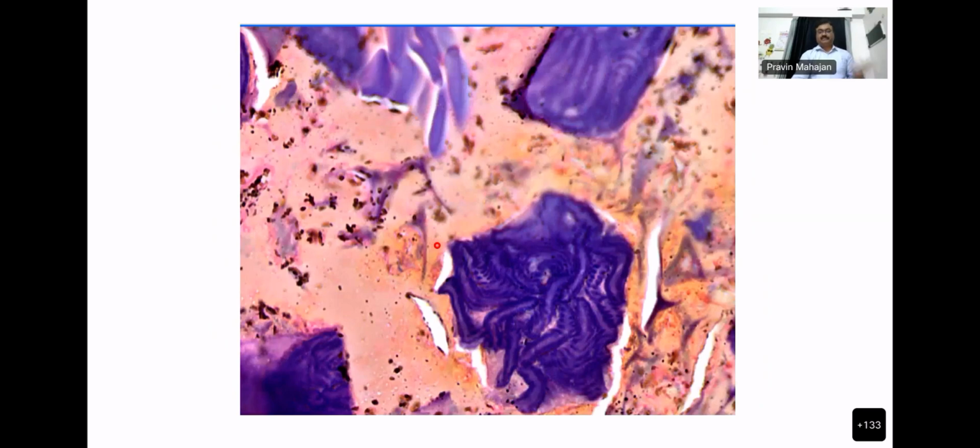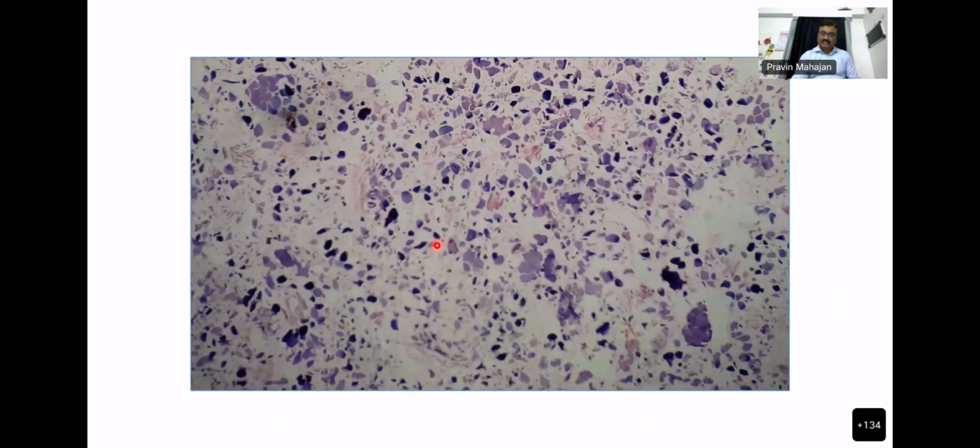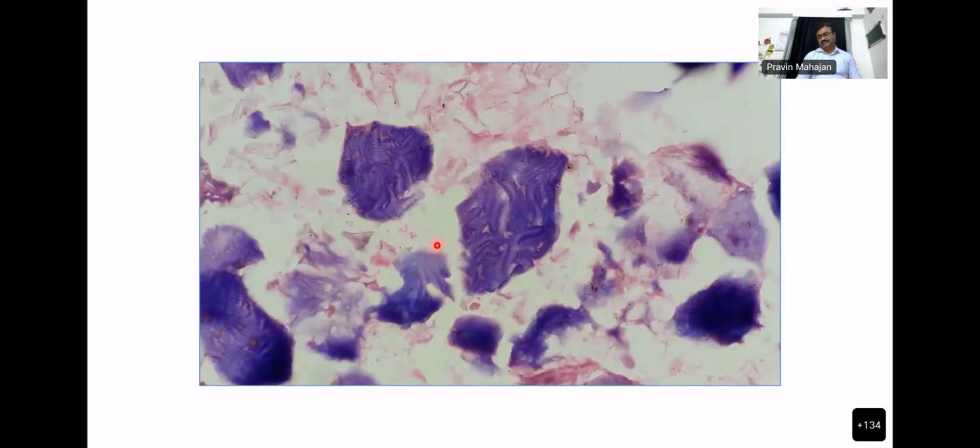So what they suspected was that this is definitely an artifact, something this patient was applying. So they took a history. This patient was applying turmeric on this bleeding hemangioma, and that's what was giving this appearance. Because they wanted to prove that it actually was turmeric, they got actual turmeric from the market and processed it in the lab. You can see that this processed turmeric also shows the same structure. So that means the patient was indeed using turmeric to stop the bleeding. So that was an artifact, and it was quite an unusual case. That's why I thought I would share it with you.